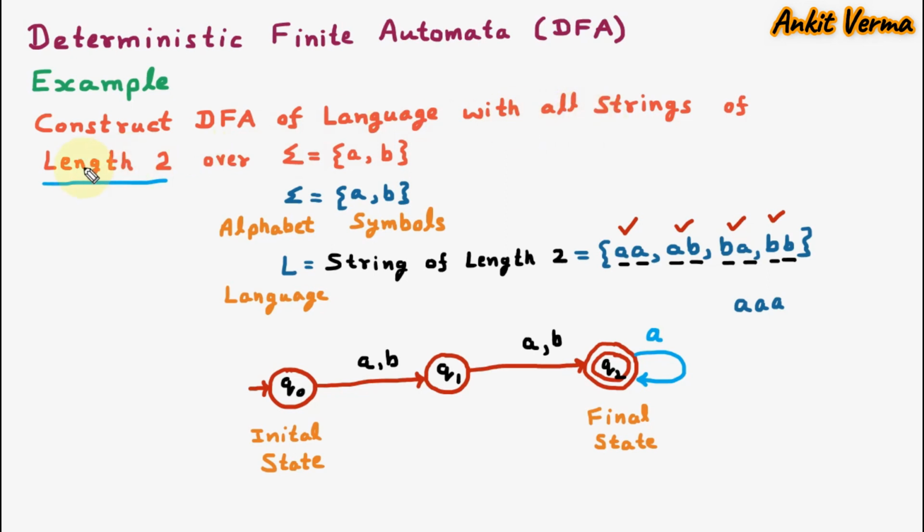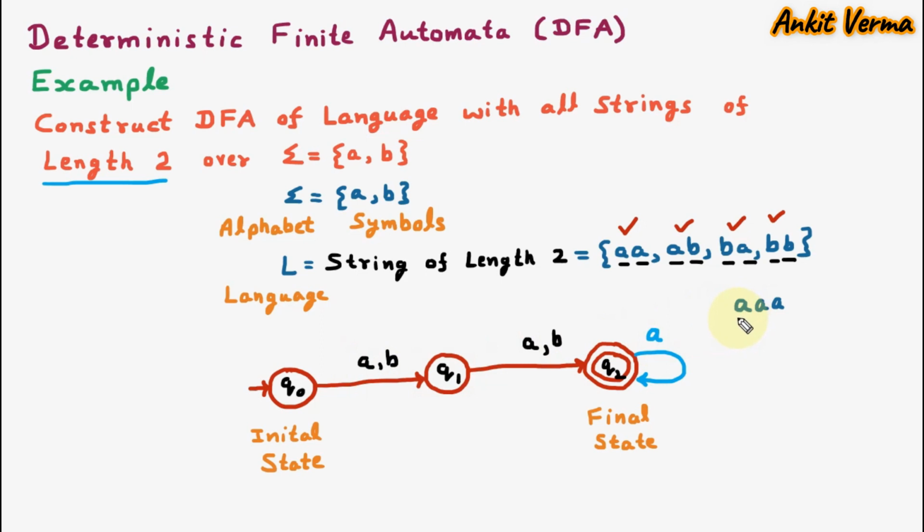So string which should have length 2. But here there are 3 symbols. So string of length 3. This is not the part of our language. Let's try this string on the DFA.